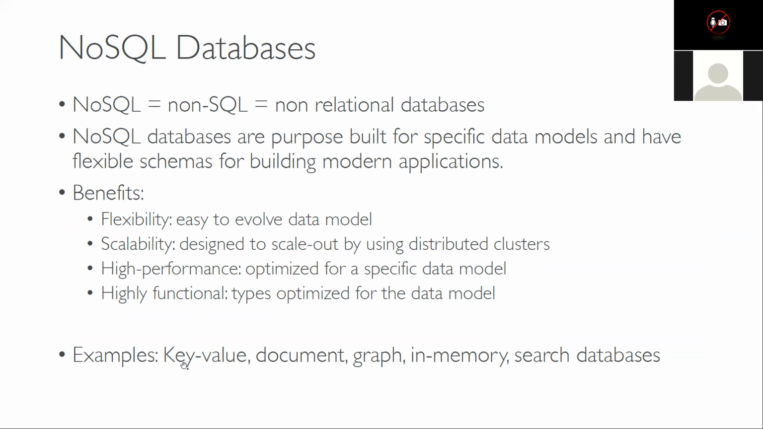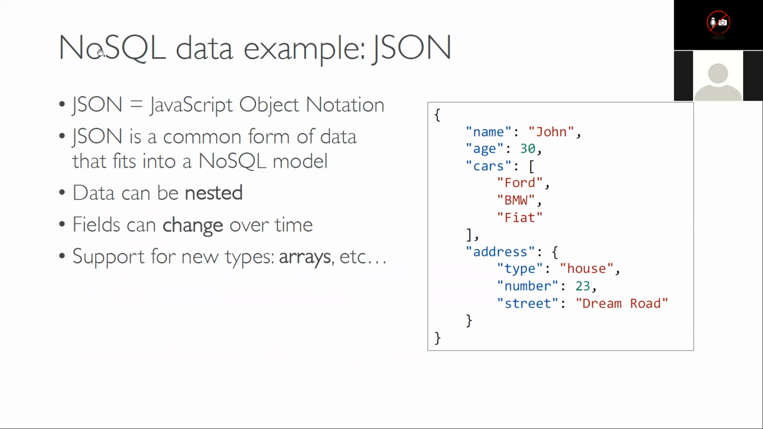Ang example ng NoSQL is key-value pair. Another example is document, graph, in-memory, and search databases. So ganito yung itsura niya. Ang NoSQL is not like an Excel spreadsheet na may rows, columns, and tables. It is declared in a JSON format, or JavaScript Object Notation.